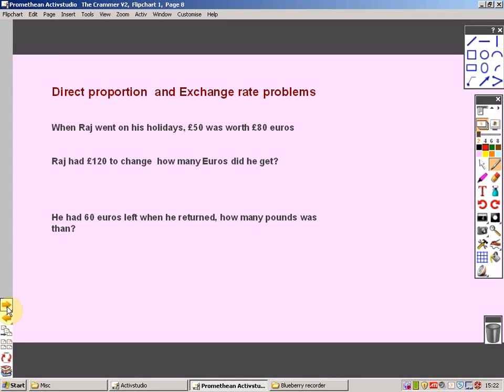Okay, direct proportion and exchange rate problems. This is where we're going to use our flow diagram again. Read the question. When Raj went on his holidays, £50 was worth €80. That's the key fact. They're giving you the fact there. That's the fact bit of the question, that £50 is worth €80. Raj had £120 to change into euros when he went on his holidays. How many euros did he get? That bit is the question bit. Here we have it, the question. I now use my flow diagram to help me do that.